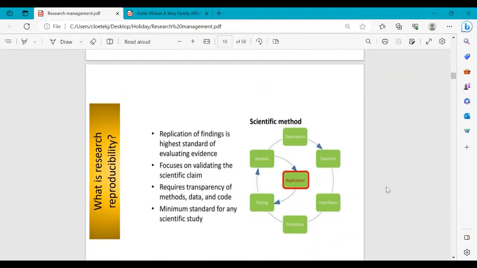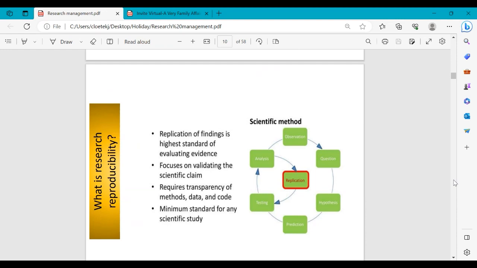So what really is then research reproducibility? This really ties in with the analysis and testing. If you've completed the study and if you've published it, and when someone else reads it, will they be able to replicate it? So this is very important. Replication of findings of the highest standard is important to evaluate and produce evidence. Focusing on validating the science claim, this also links to research reproducibility.